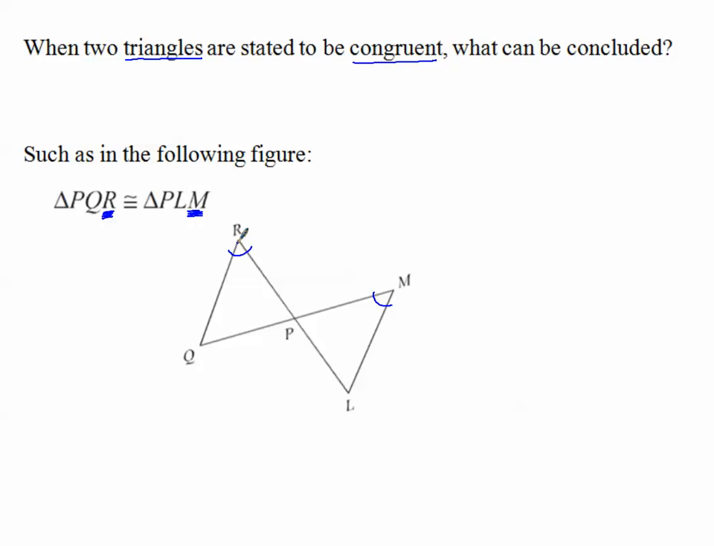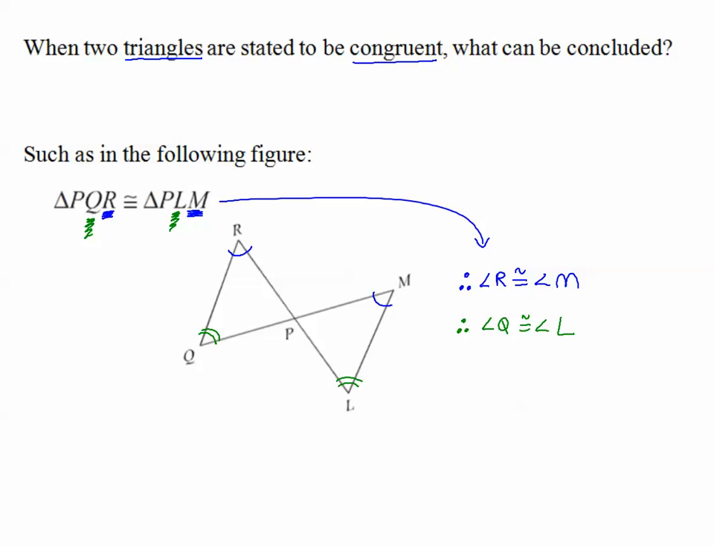So we can say, because of this statement, therefore, angle R is congruent to angle M. What else can be concluded from this statement? Well, angle Q is congruent to angle L. How about any of the sides?